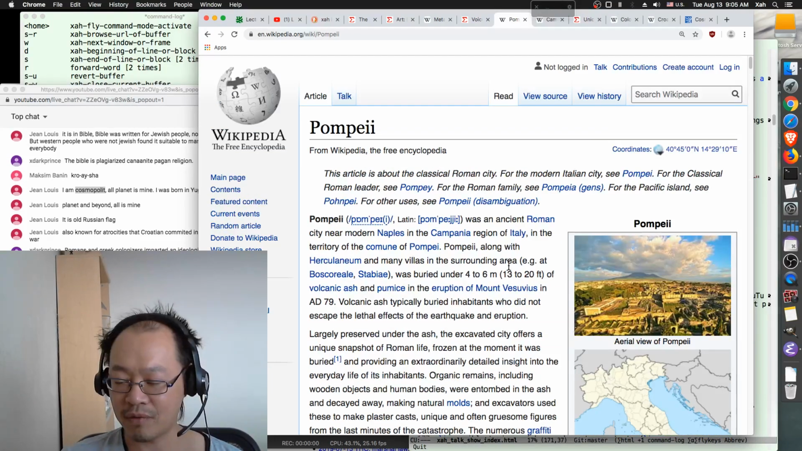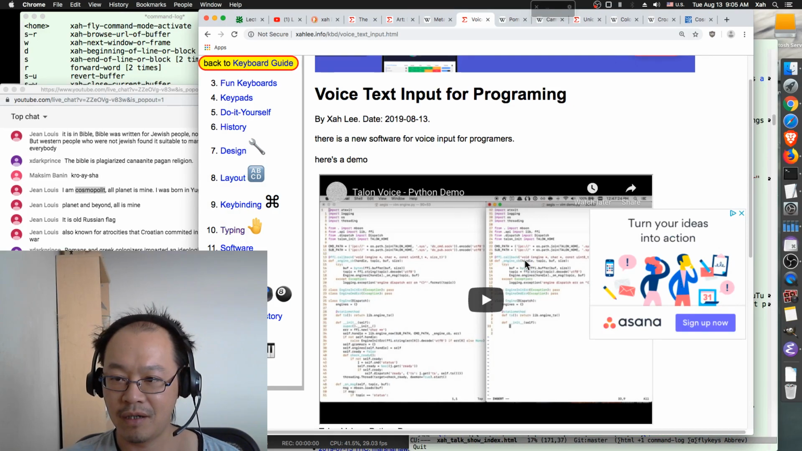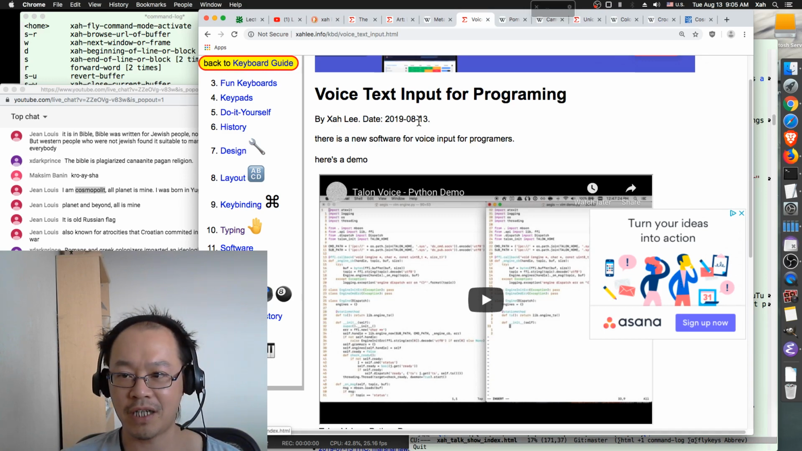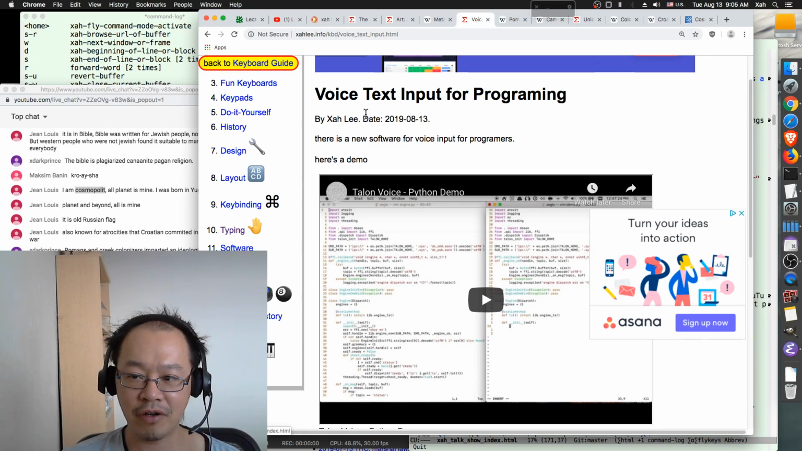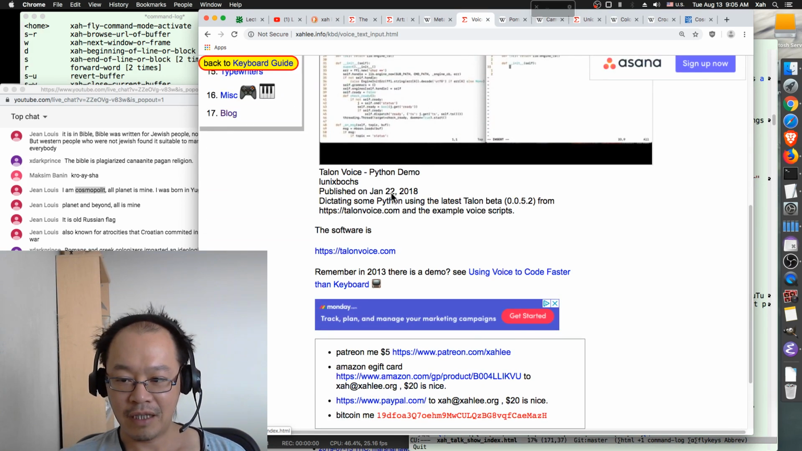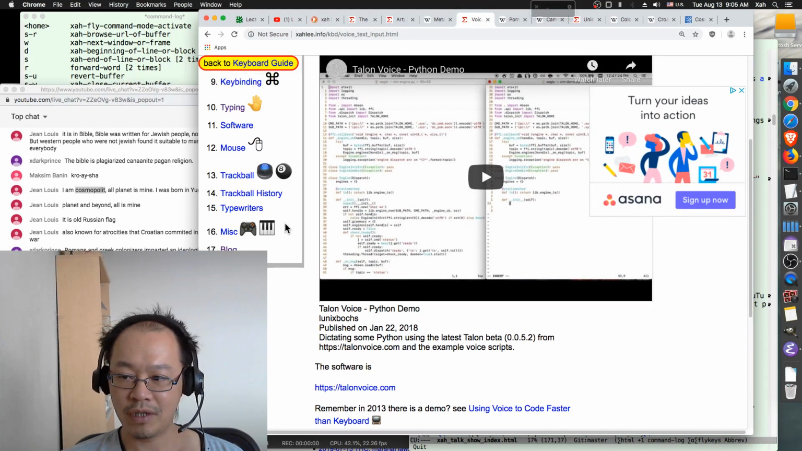Anyways, we rambled here and over there. Let's change the subject. There is this voice input for programmers. The software is called Talon Voice. So you might try it today. It seems it has matured.